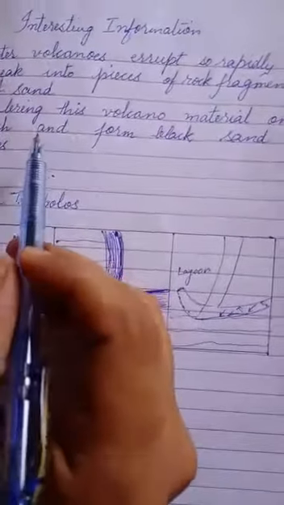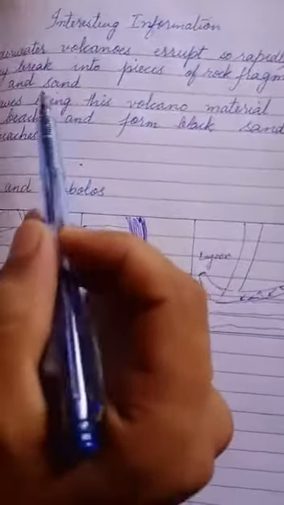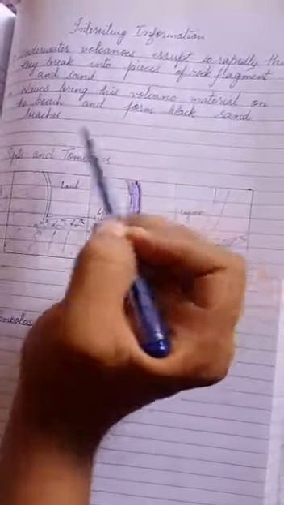There is an interesting piece of information present in your book: underwater volcanoes erupt so rapidly that they break into pieces of rock, fragments, and sand, and when waves bring this volcanic material onto the shore or the beach, they form black sand beaches.